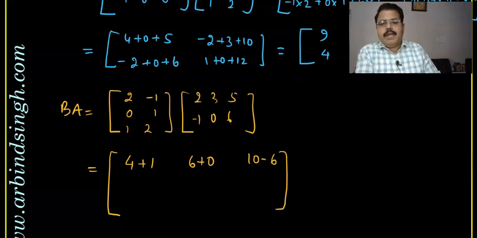Okay. Now, similarly, second row, first column. 0 into 2 is 0. And 1 into minus 1 is minus 1. 0 into 3 is 0.